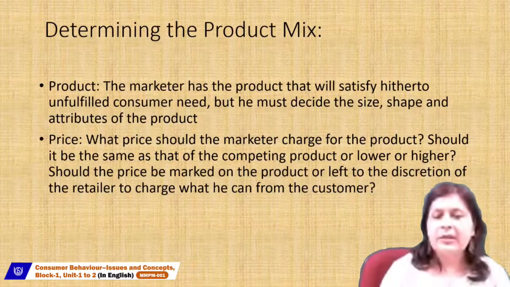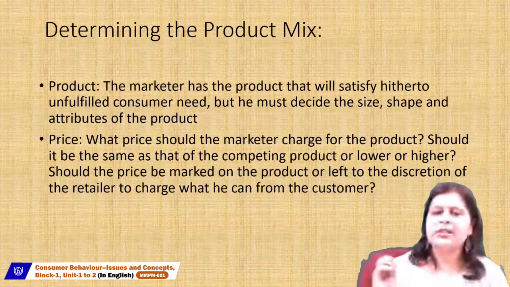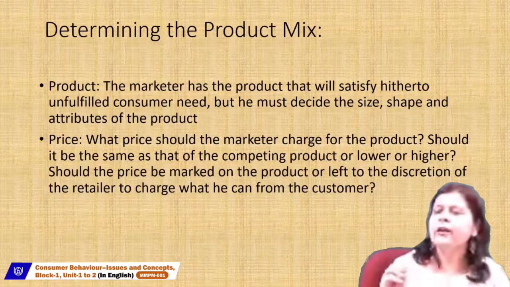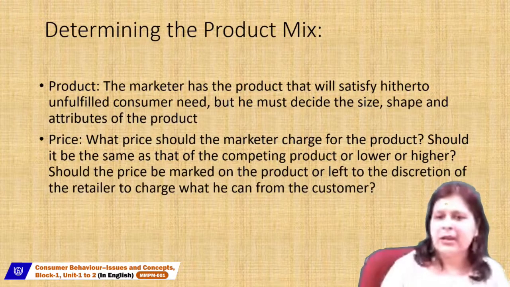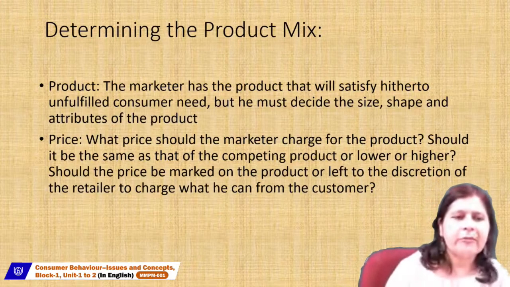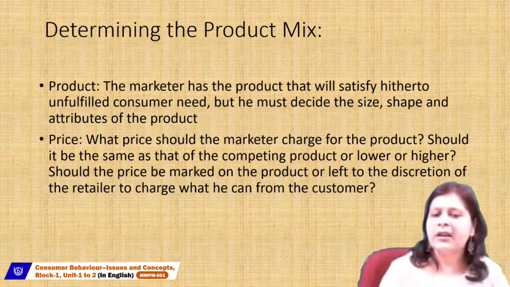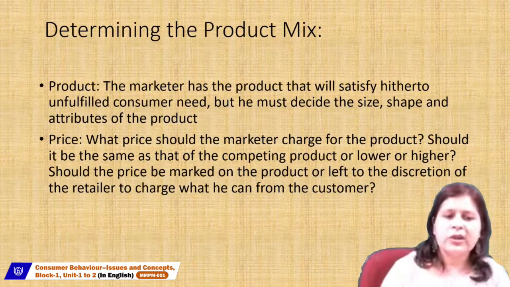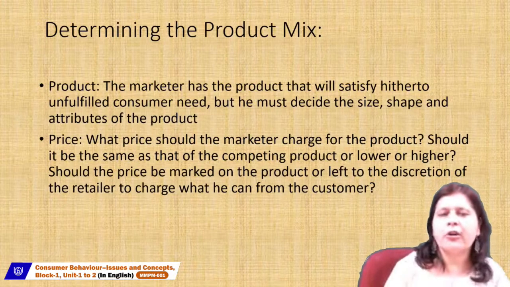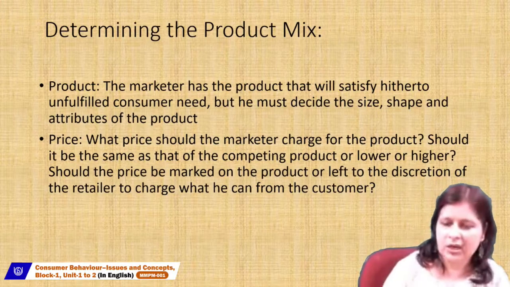Now, determining the product mix. The marketer has the product that will satisfy the unfulfilled needs of the consumer, but he must decide the size, shape, and attributes of the product. Then the price: what price should the marketer charge for the product? Should it be the same as that of a competing product, or lower or higher? Should the price be marked on the product, or left to the discretion of the retailer to charge what they want from the consumer?